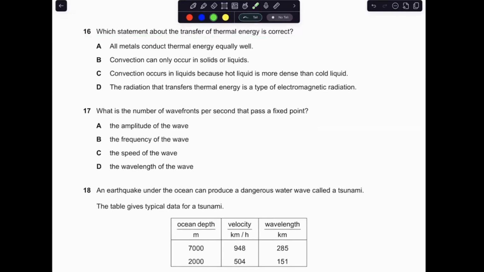A and D. Sorry, say that again. A and D. Oh yeah, A. Yeah. Okay, A is out. Now, what about B? Convection can only occur in solids or liquids. That statement is correct? Wrong. Yeah, so A and B are out.